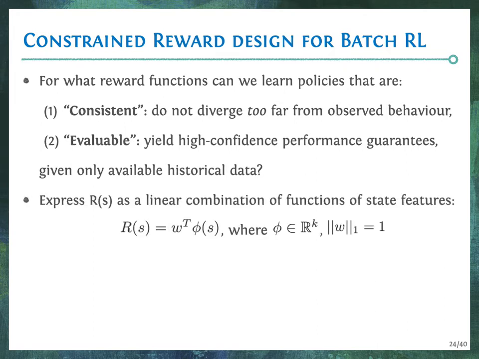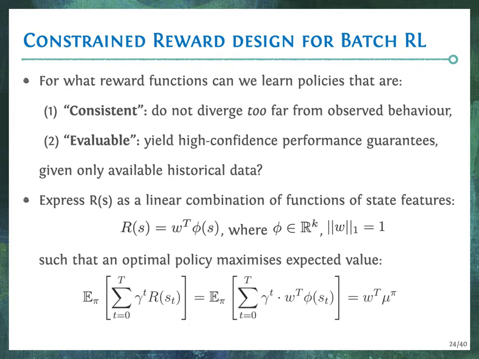Here, we draw from literature on inverse reinforcement learning to assume that the reward R can be written as a linear combination W times phi, where phi is a vector function of state features. We can then write that an optimal policy pi, maximizing this expected cumulative reward, can be written as the expectation of the discounted sum of W phi. And finally, factorizing out weights W from this expression, we can write the expected value as W mu. Mu denotes the feature expectations of the policy, or the expected discounted time that the agent spends in each feature state. We can think of this as a representation of the dynamics of a policy that is decoupled from rewards.